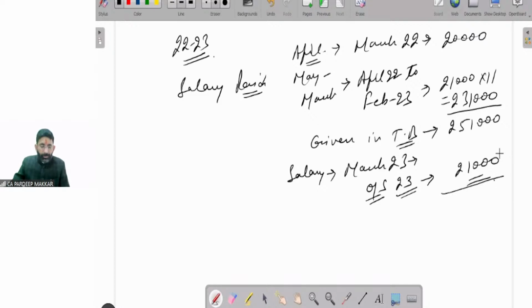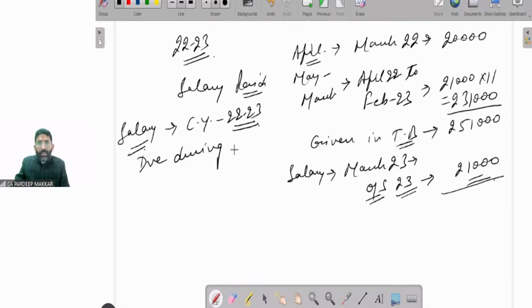Now tell me how much salary will be entered in the current year profit or loss account. If you say profit or loss account, or final accounts, then how much is the salary of the current year, that is 22-23? Actual salary due during the year. We will talk about due during the year. How much salary is due during the year?